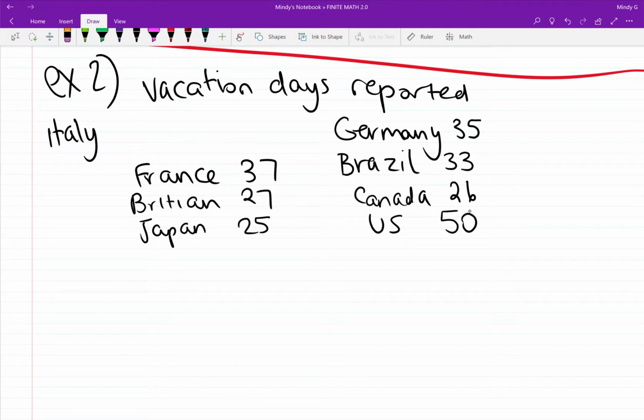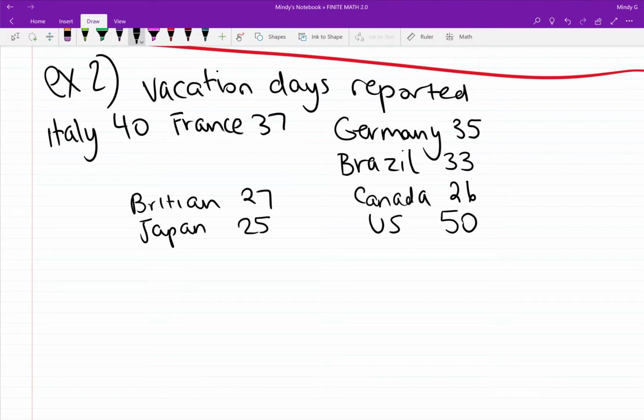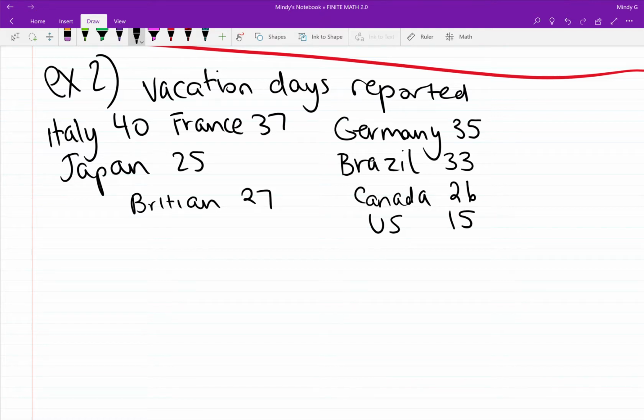All right. So here are our data values. Let's go ahead and do a 5-number summary. What is the minimum value? 15. Yeah, 15. So US is 15, the minimum. What's the maximum? 40. Okay, I think they're in numerical order. So you got 40, 37, 35, 33, 27, 26, 25, 15. Okay, so they are in order.